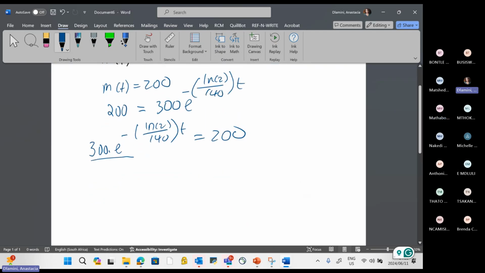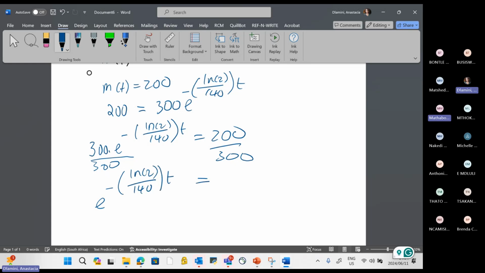Now let's simplify it quickly because we have another one. So this is e to the minus ln of 2 over 140 times t, in brackets, it's important we put brackets, equals 200 over 300. Let's cancel out the zeros. So we remain with 2 over 3.